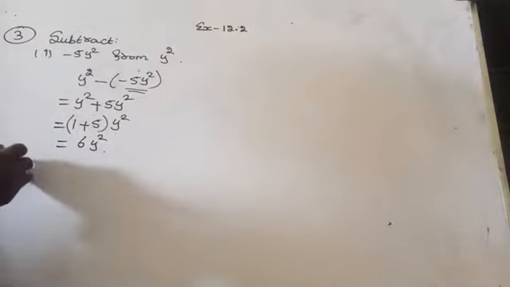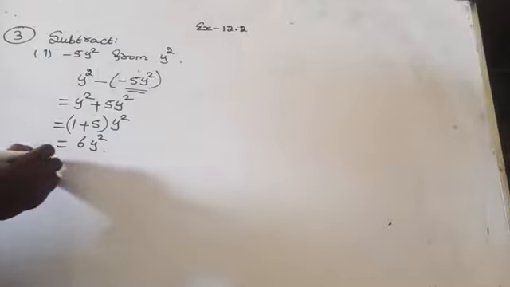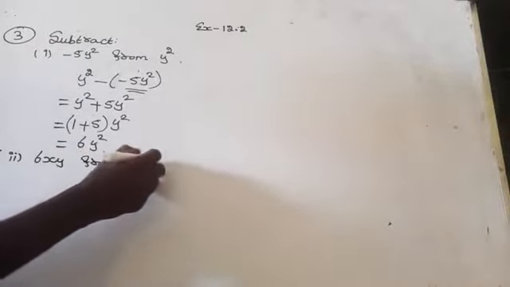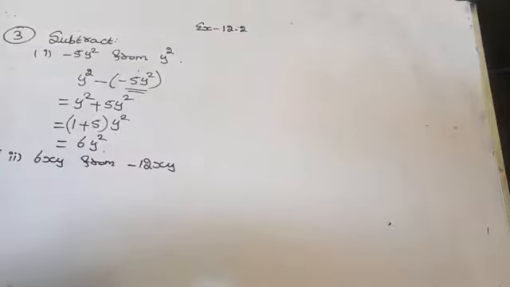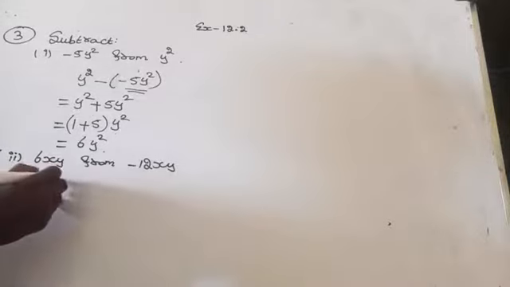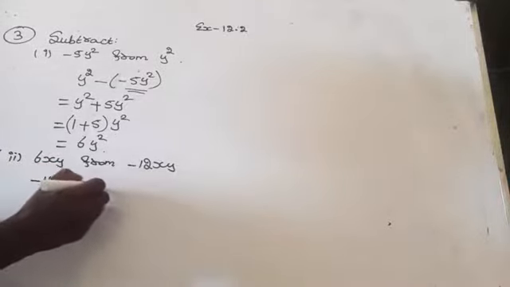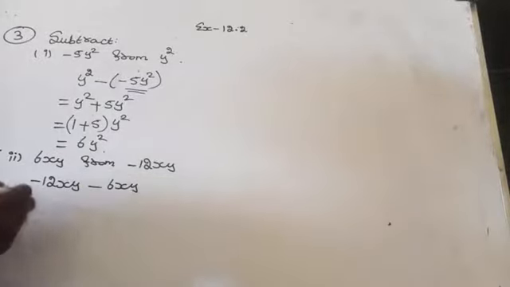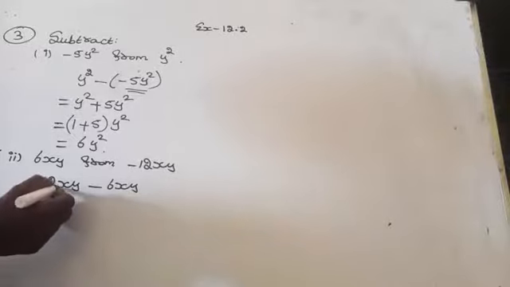Now look at the second part. Subtract 6xy from minus 12xy. Tell me now, what will you do? From minus 12xy, so it will come first. Minus 12xy will come first, and then subtract 6xy. Right? Yes.